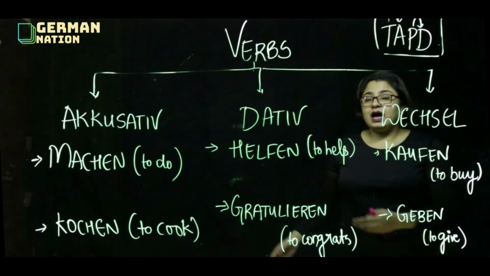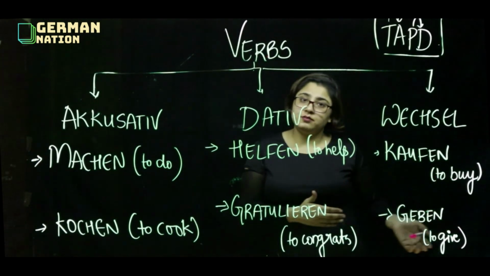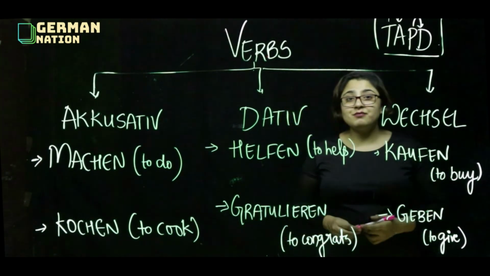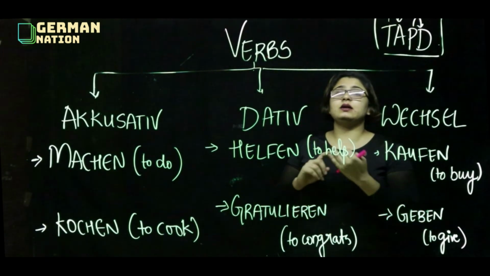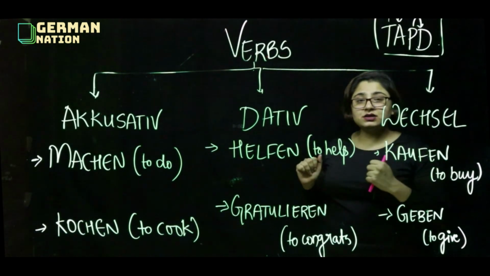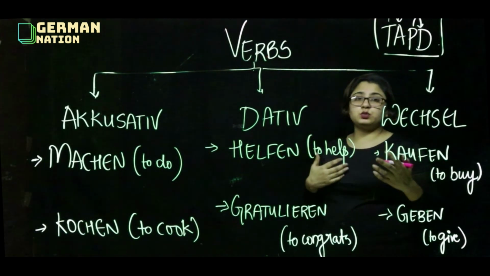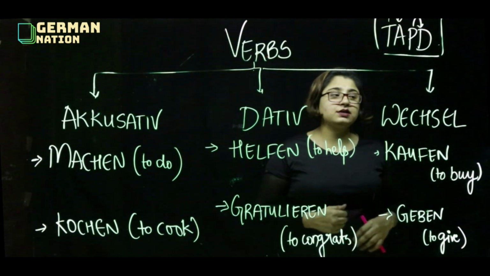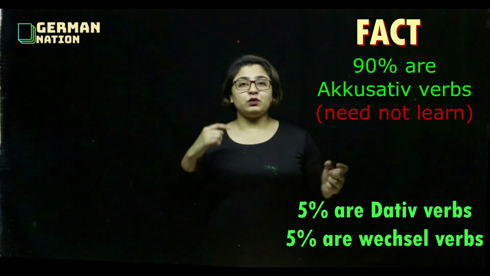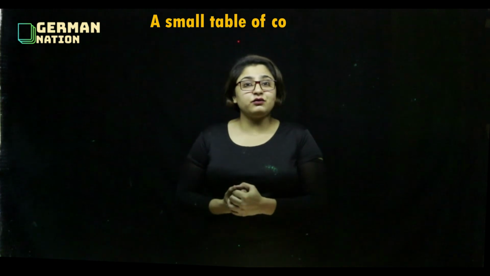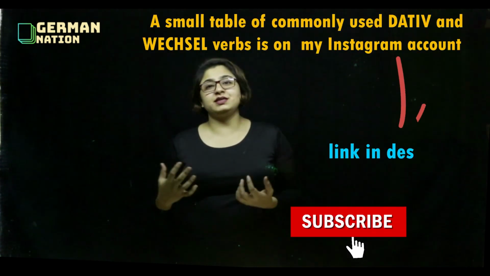Geben, to give. I give my brother a ball. You understand? With geben, I am addressing a person as well as a thing. So that is the trick, how you will get to know which verb is dative, which verb is accusative, which verb is wechsel. So we need not learn the verbs then. See, as I said, this is a trick, not a formula that could apply anywhere. So, the learning part is still there, but if you keep this trick in mind, it will be really easier for you to learn which verb falls into which category.